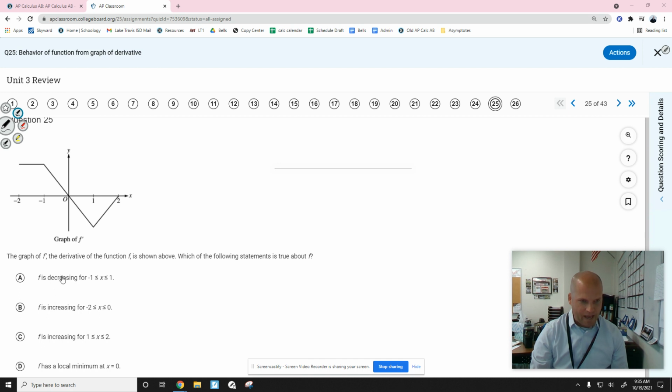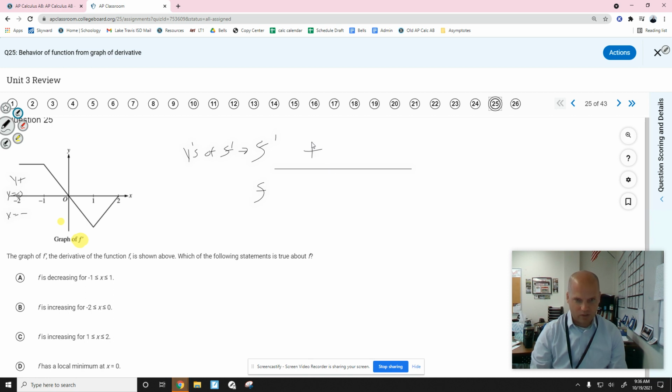All the questions are about F increasing, decreasing. It's not talking about points of inflection or anything. So I just need to analyze the signs of F prime to figure out when F is going up or going down based on the signs. Now, what am I given? The graph of F prime, which means look at the y values of the graph you're given to get the signs. My y values are positive above the x-axis, negative below the x-axis.